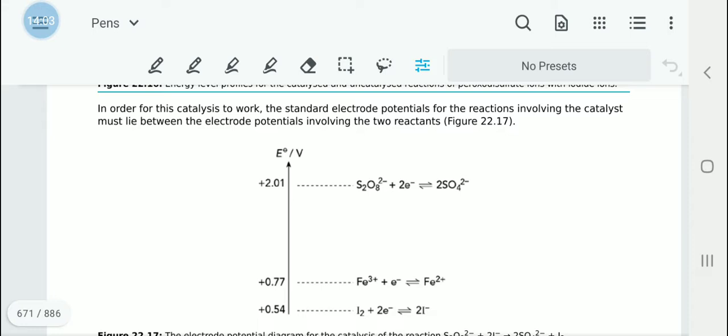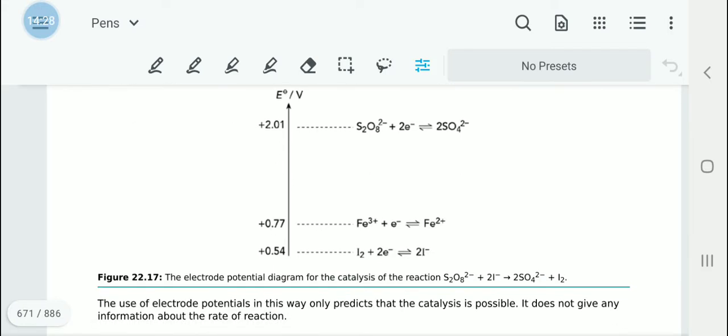So then there is another thing that you need to understand. For catalysis to work, the standard electrode potential, I hope you can remember this, the standard electrode potential for the reactions involving the catalyst must lie between the electrode potentials involving the two reactants. So that is also something that you must understand here.